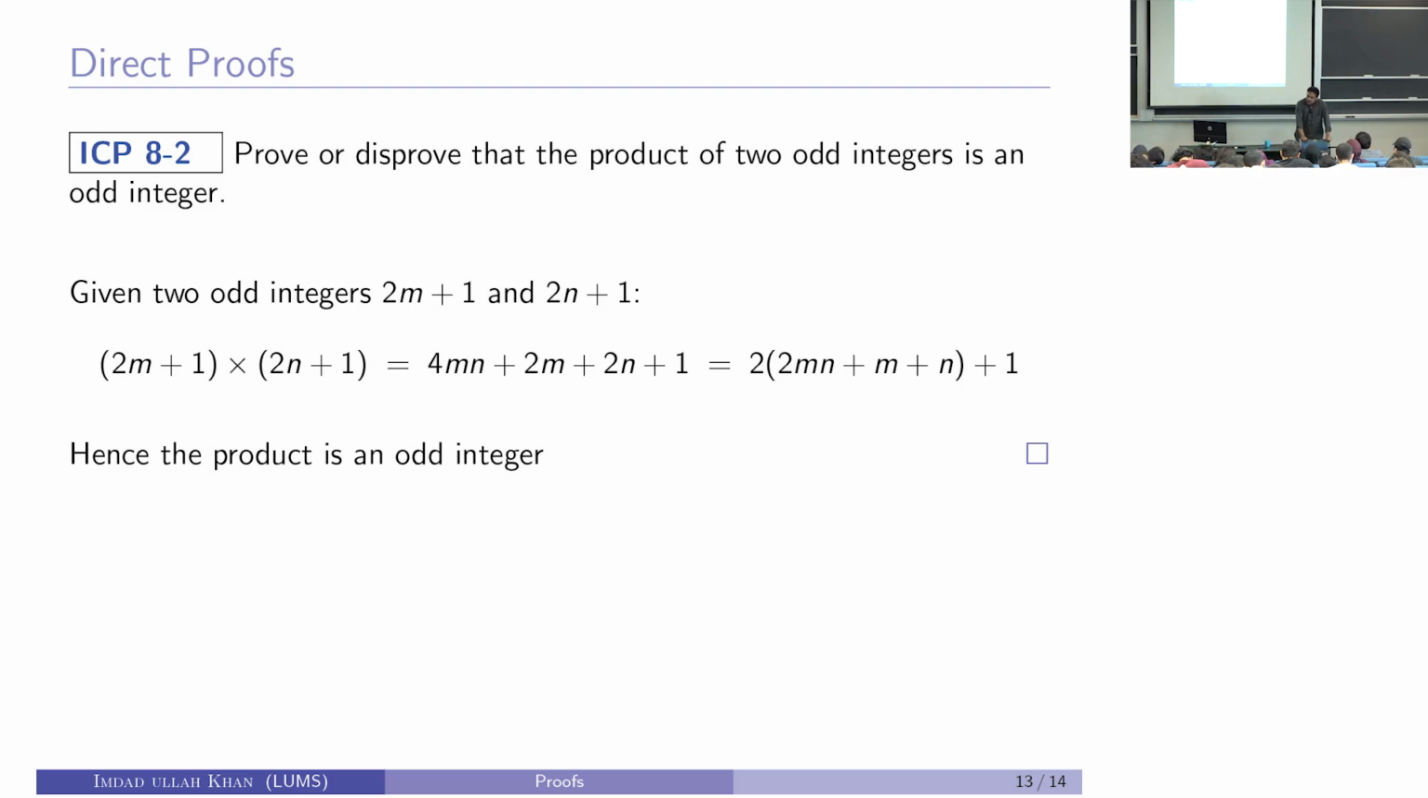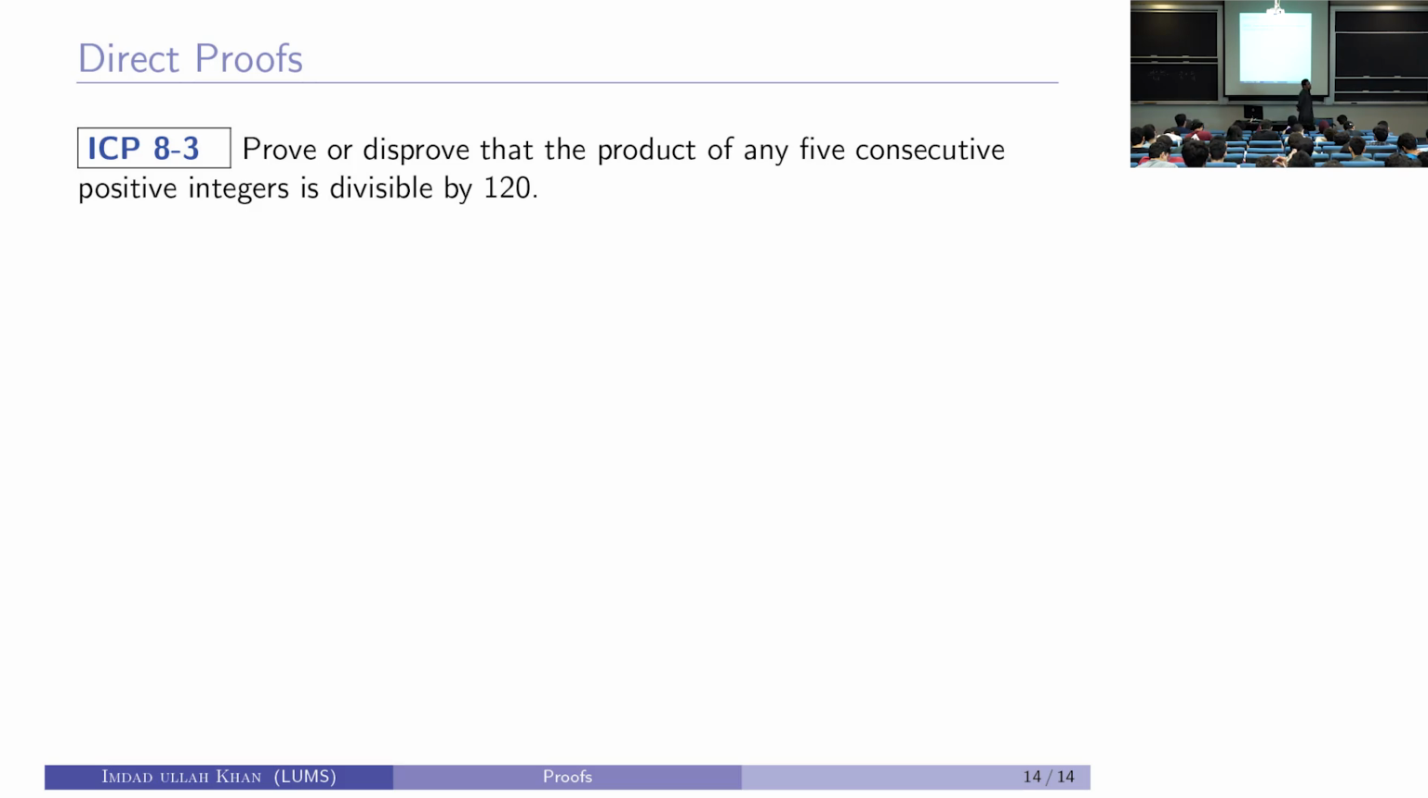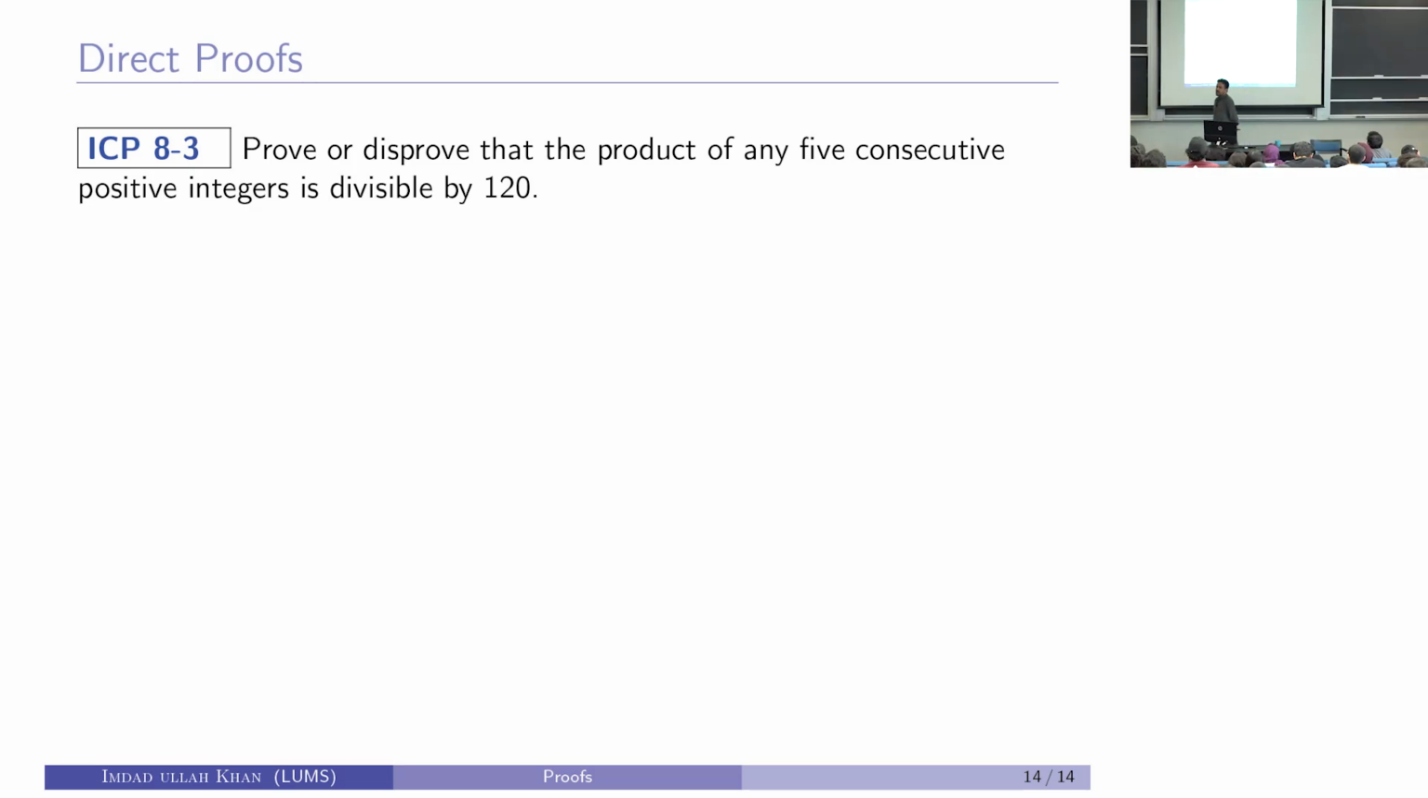You can do that thing, still this will work. Okay. So prove or disprove that the product of any 5 consecutive positive integers is divisible by 120.